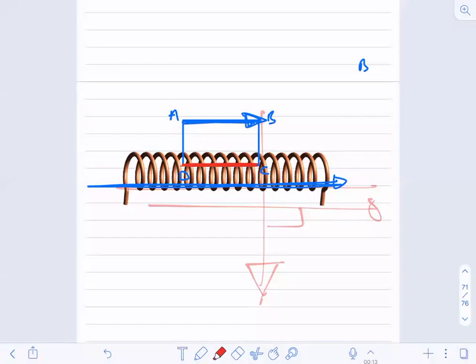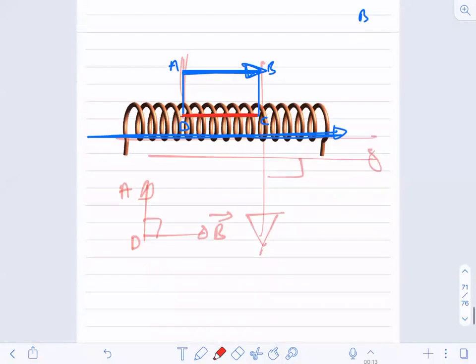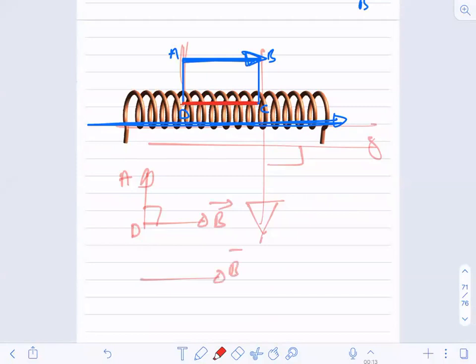For BC and DA, DA is in this direction, the magnetic field is in this direction. This is the D to A direction, and the magnetic field is in this direction. The angle is 90 degree. And BC is in this direction, B is here, C is here. So the angle again is 90 degree. That's why B dot dl vector becomes 0, because the angle is 90 degree. How the magnetic field is 0? I have explained, just watch the video.